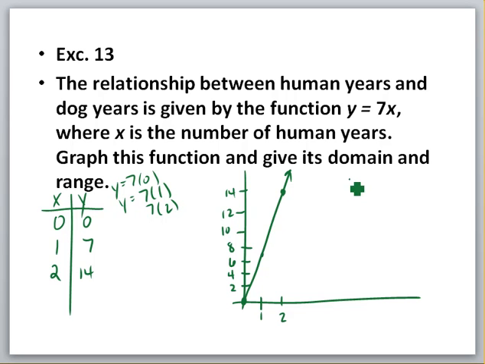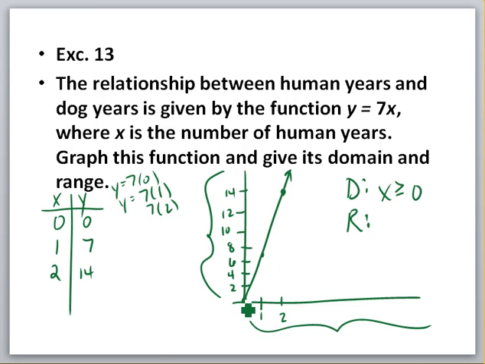So its domain is anything where x cannot be negative, so anything where x is greater than or equal to 0. The range is the y part, so where y is greater than or equal to 0.